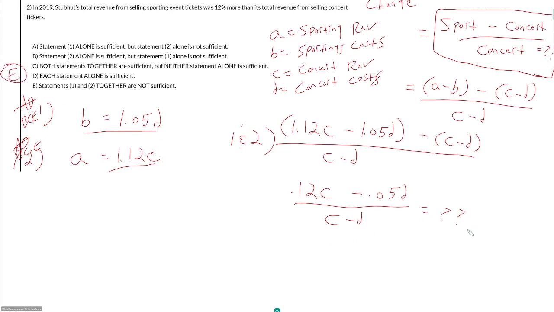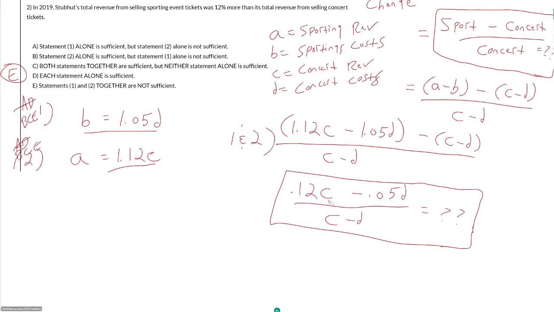But especially when you're reviewing, if you want to go as far as you can in order to prove to yourself that it's insufficient, I would say this is about as far as you can go. After this, I cannot cancel out or combine any of my variables. So there's no way I can come up with a single value for this percent change.